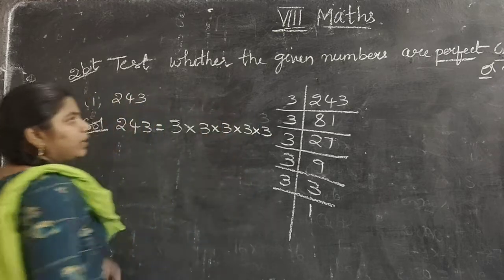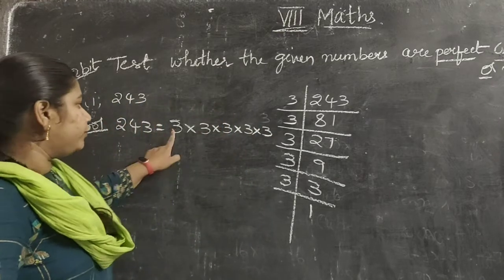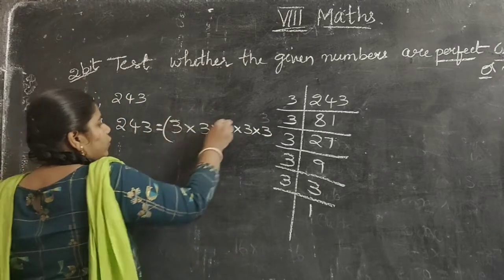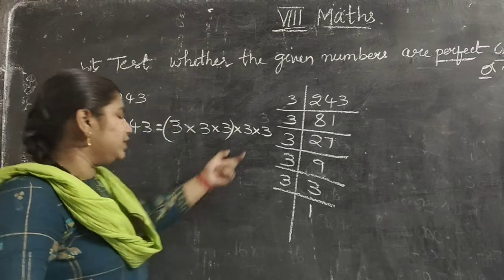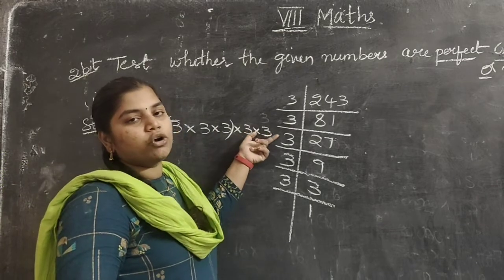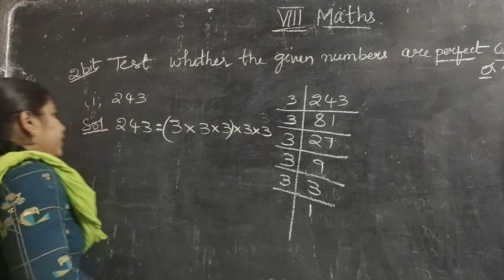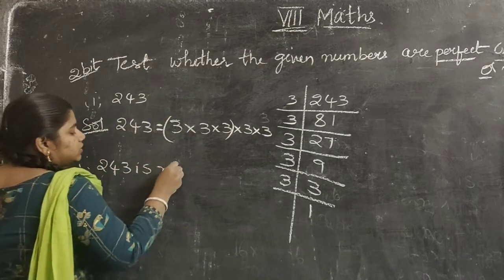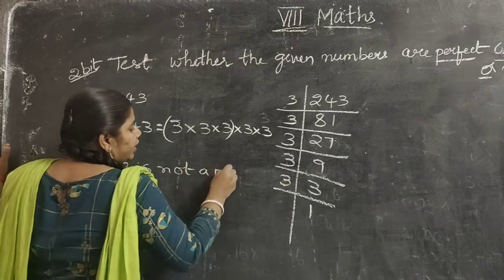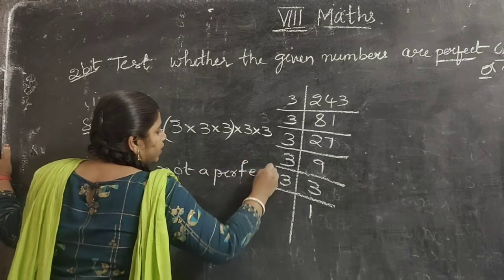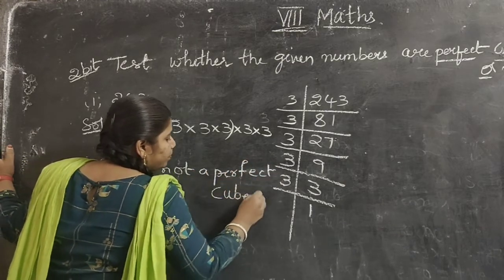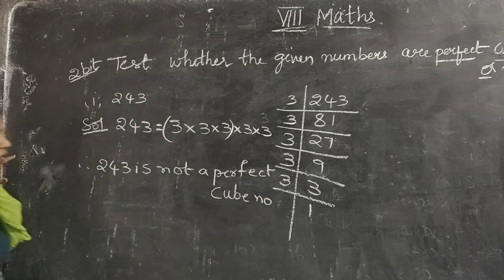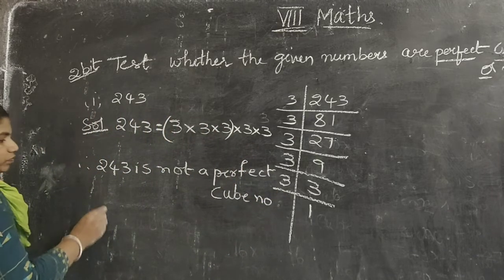So what do you mean by perfect cube? Product of three equal factors forms a perfect cube. But here we are not getting another group of three, it is not forming a pair. So we can write here 243 is not a perfect cube number. Okay, next one.